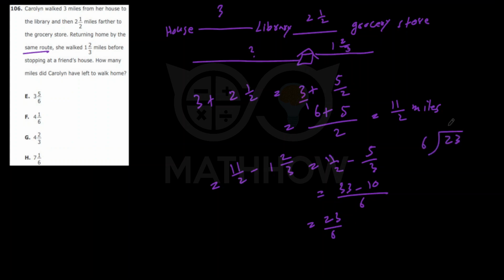23 divided by 6. This will become 6 3s are 18, and subtracting 18 from 23, this will become 5. So this can be written as 3 whole and 5 over 6. So she still has 3 and 5 by 6 miles left to reach her home back. So the correct answer is option E.